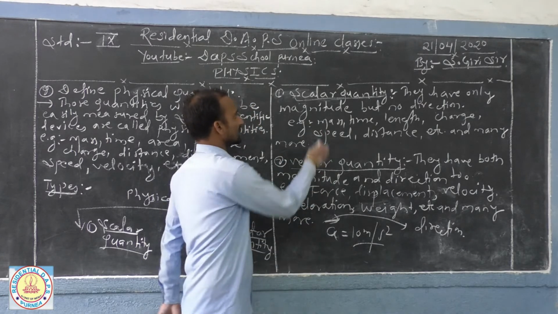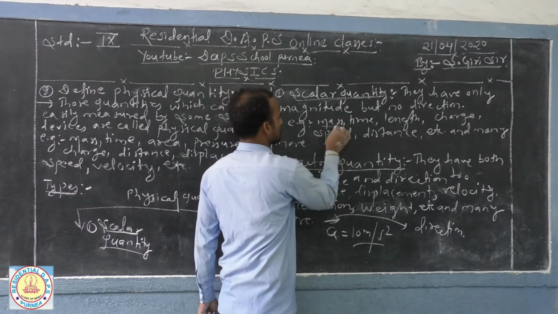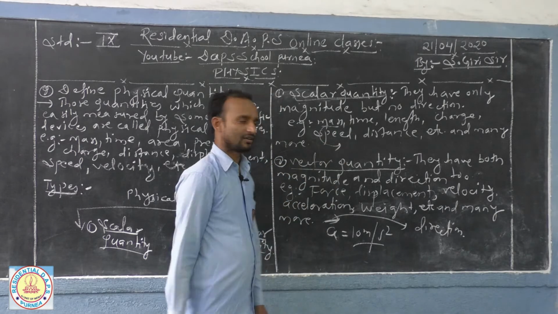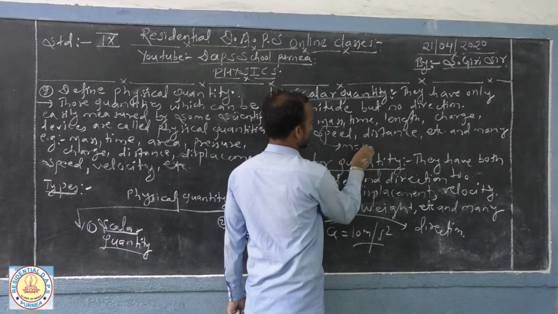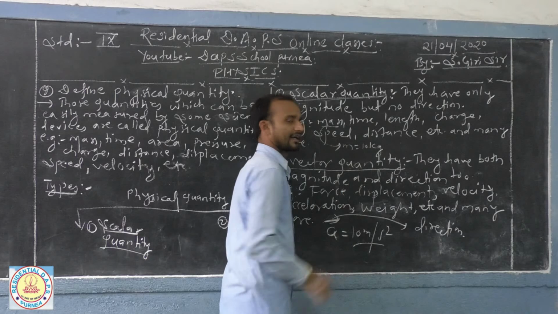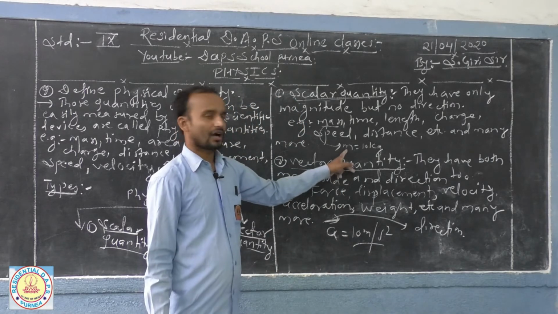But while representing a scalar quantity, you just write, for example, mass is 10 kg, that is, m equals 10 kg. You don't write an arrowhead over the m, or over length.